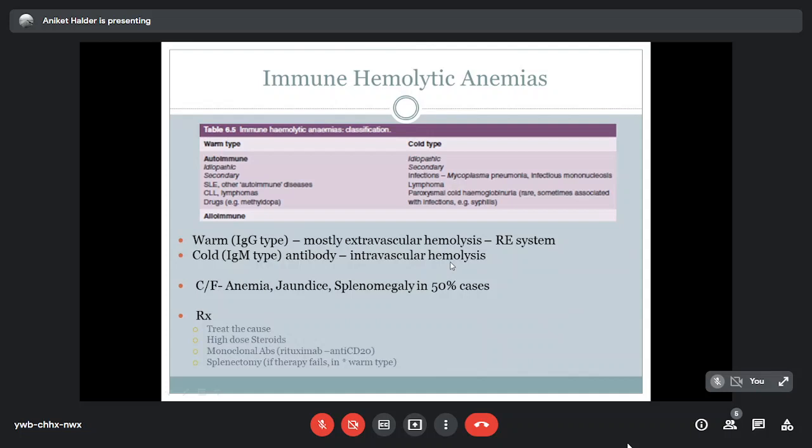The clinical features are usually anemia, jaundice, and splenomegaly, which is seen in around 50% of cases. The splenomegaly seen in immune hemolytic anemia is mainly due to the warm antibody type of hemolytic anemia, due to hyperfunctioning of the splenic macrophages, due to IgG and complement being bound to the red cells and increased destruction in the spleen. So the treatment in immune hemolytic anemia should also be to treat the cause.